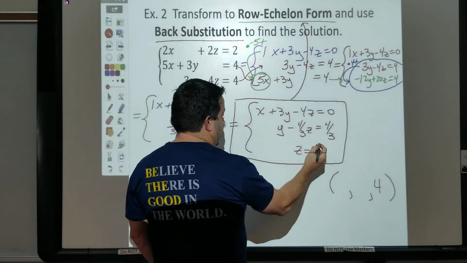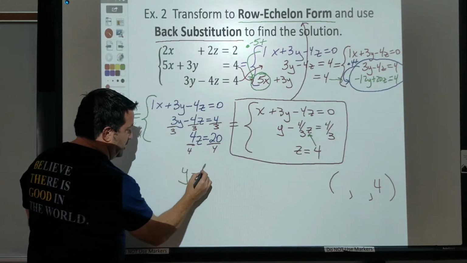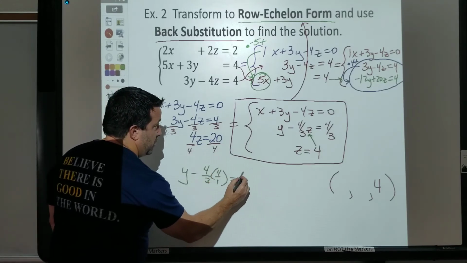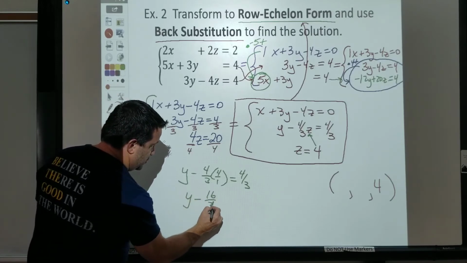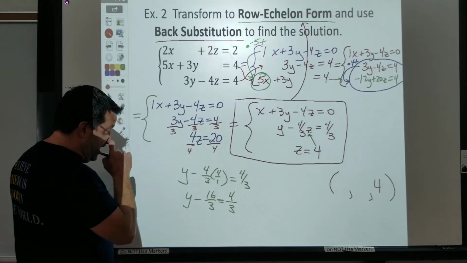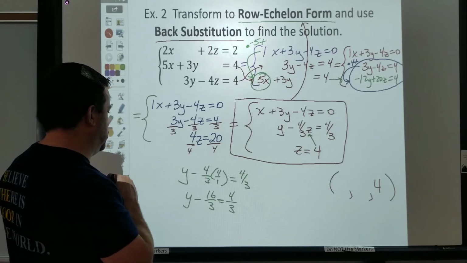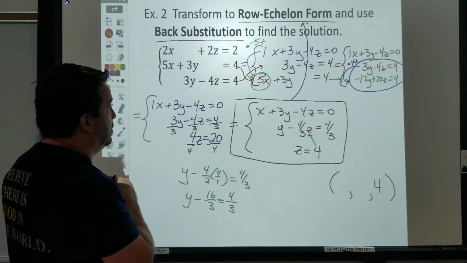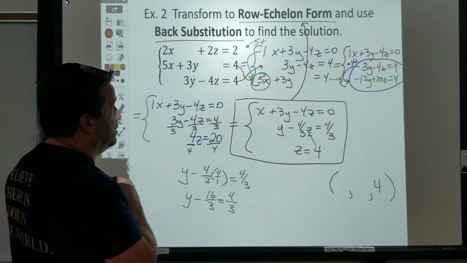So I can substitute that back into here and get y minus 4/3 times 4 equals 4/3. So y minus 16/3 equals 4/3. When I add that, I get 20/3. I feel like I made a mistake somewhere, and now I don't know where that mistake was that I made.